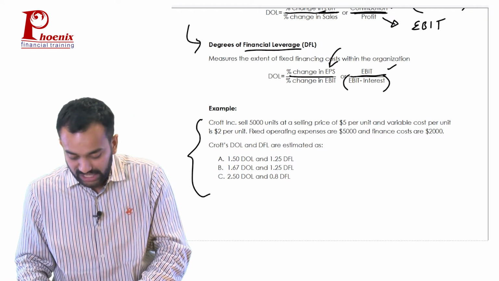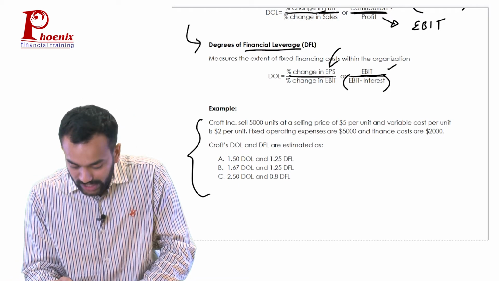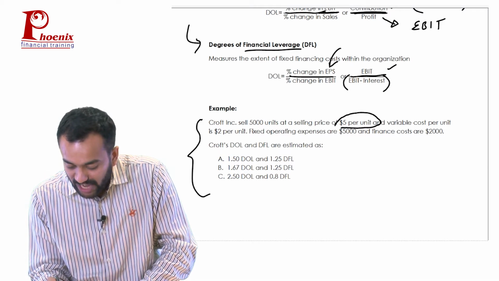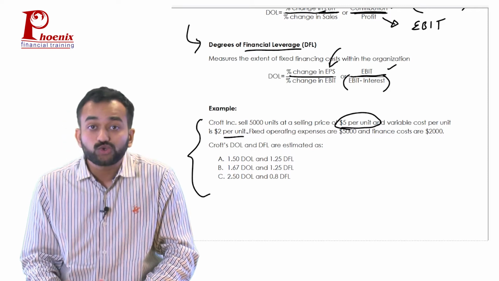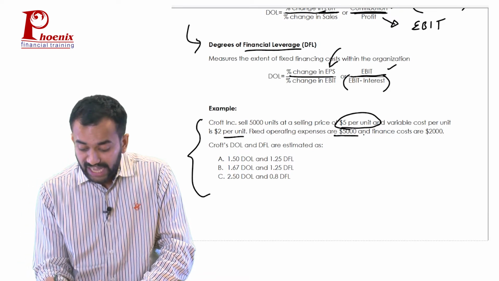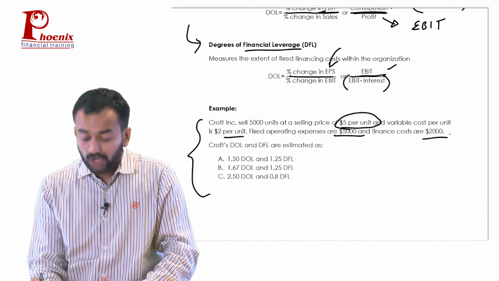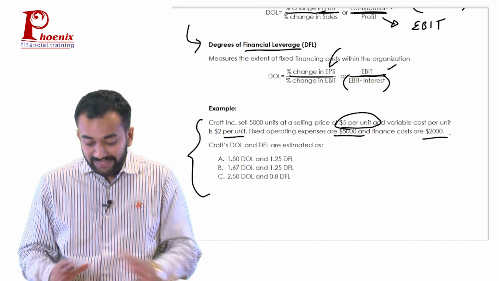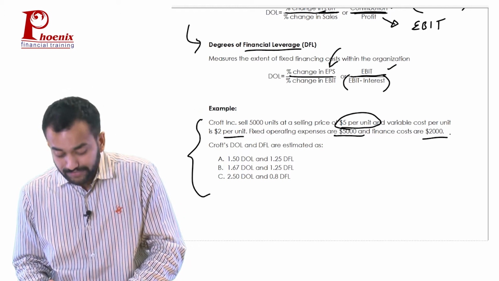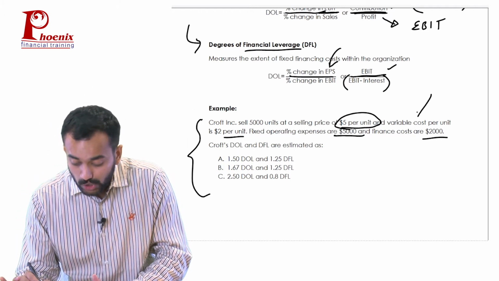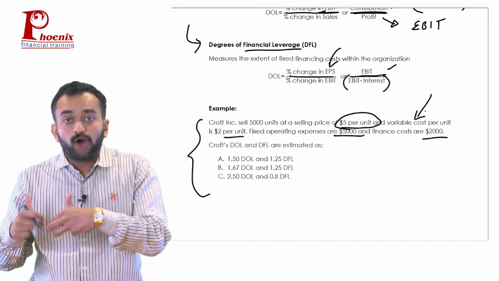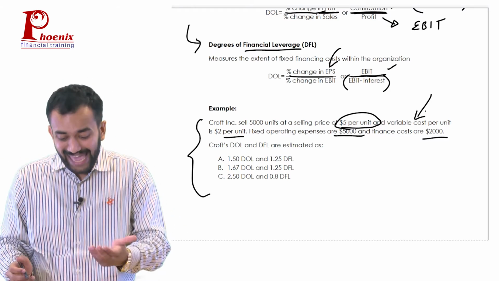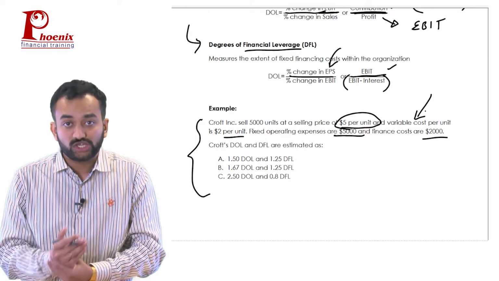Now, we'll have a look at a quick example to put these formulas into practice. Let me just quickly go through this question. Croft Inc. sells 5,000 units at a selling price of $5 per unit, and the variable cost is $2 per unit. Fixed operating expenses are 5,000, and the interest or finance cost is 2,000. We are asked to estimate the DOL and the DFL for this particular company. Now, how would you do that? Remember, you're not given information in the form of percentage change in earnings or revenue or profits. Hence, we must use the second version of the formula.